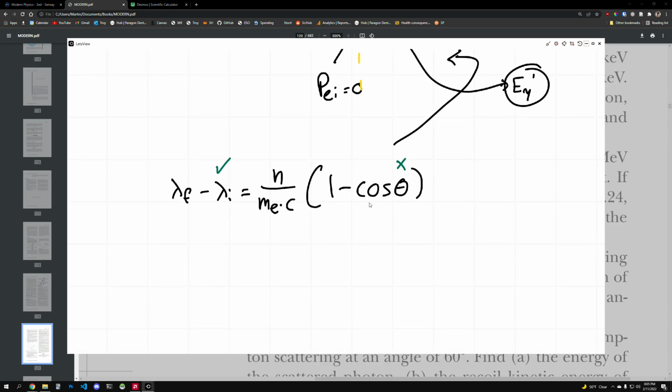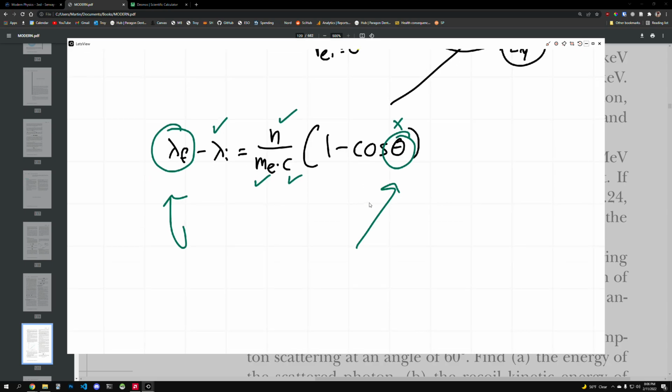We do have initial wavelength. We do have Planck's constant. We do have mass of the electron. We do have c. We are missing the final, and we're missing theta. And guess what? Those are the two things that the problem is asking.